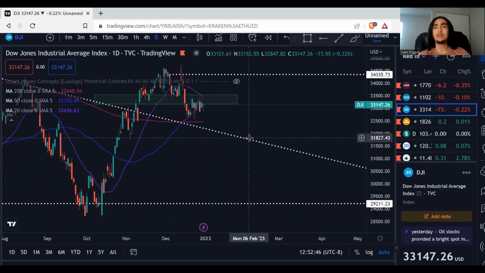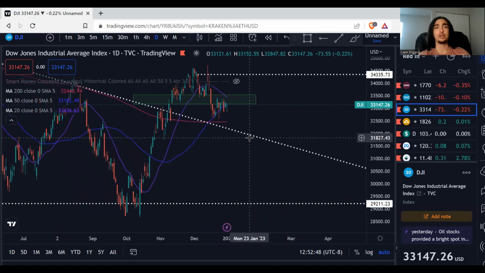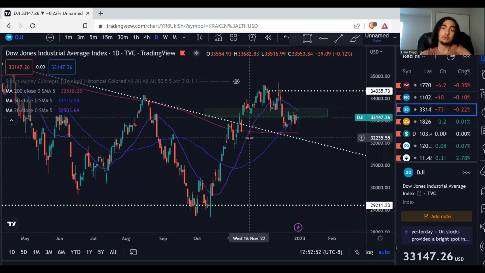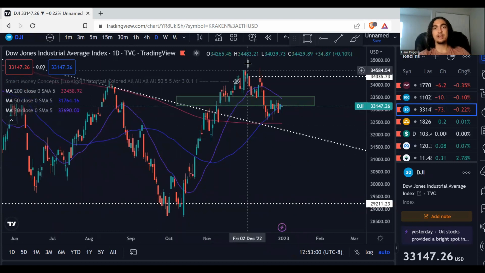And let's go ahead and jump into the Dow Jones. The Dow Jones is one of my favorite indexes to trade currently. I really have a lot of fun with it. So if you don't trade the Dow, I strongly recommend that you start, because for me, it's a whole lot of fun.